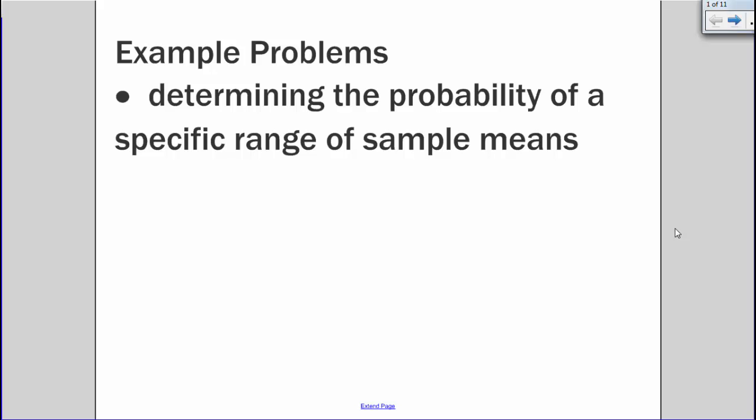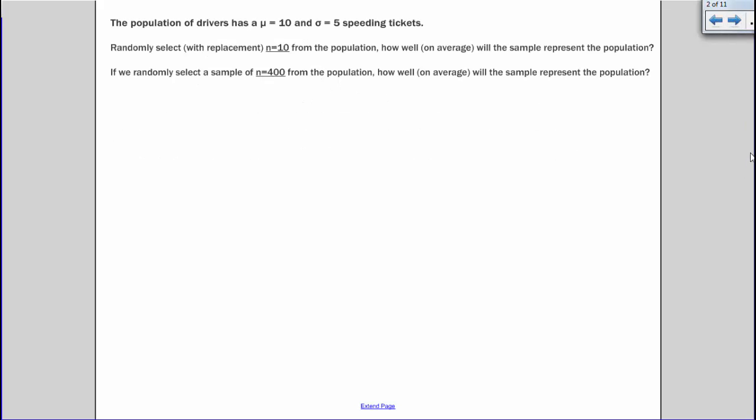Alright, so let's take what you learned about the sampling distribution and z-scores to determine how to find the probability of a specific range of sample means using z-scores and the unit normal table that represents the sampling distribution. Alright, so the population of drivers has a mean of 10 and a standard deviation of 5 speeding tickets. So if we randomly select, and for our purposes, we're always going to assume that we're randomly selecting with replacement, 100 people from the population, 10 people from the population, how well do we think that that sample mean will represent the population?